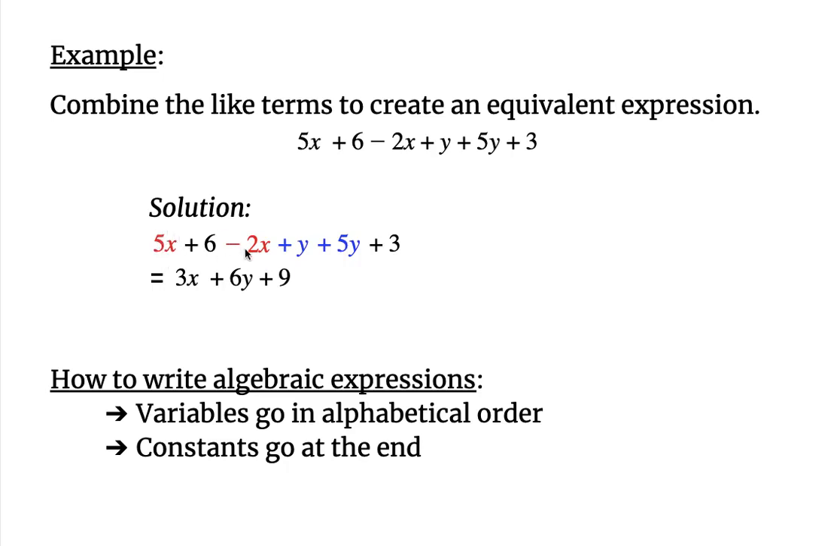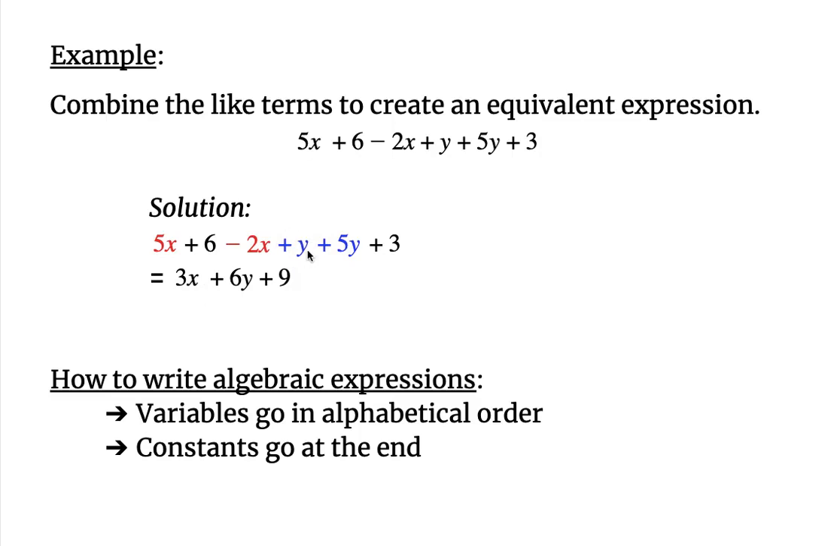This 5x is subtracting 2x. If I didn't have that subtraction sign also highlighted with my 2x, it would be 5x plus 2x. But this minus goes with the 2x. So it's 5x minus 2x. So that's how we end up with 3x.